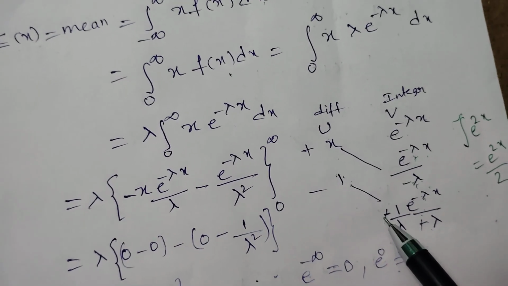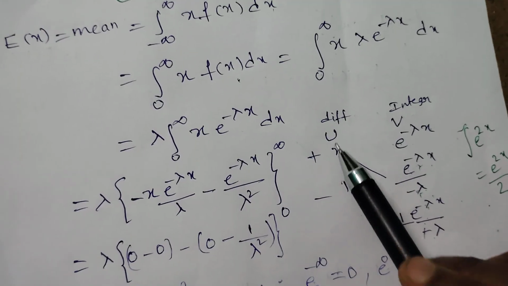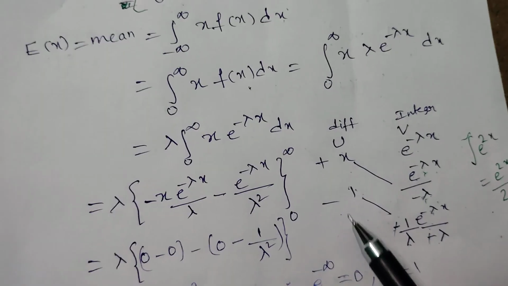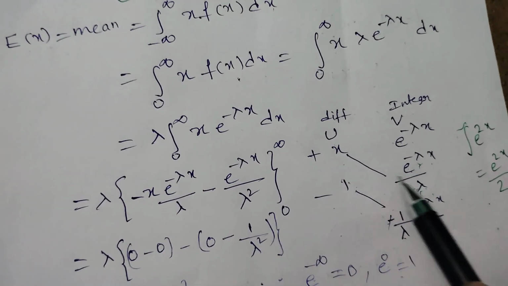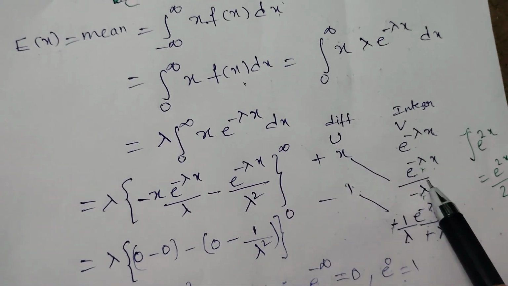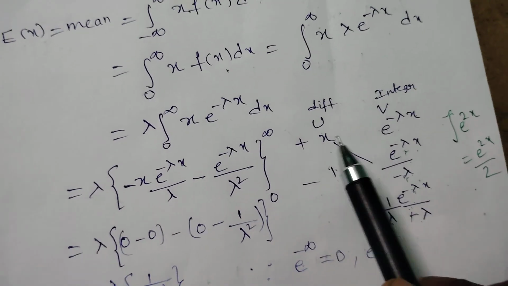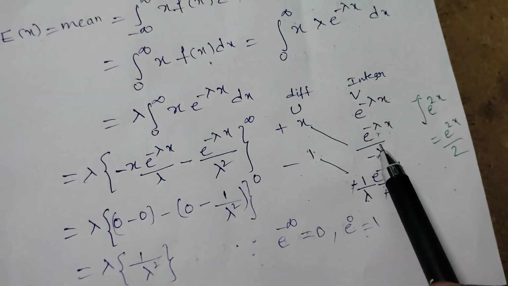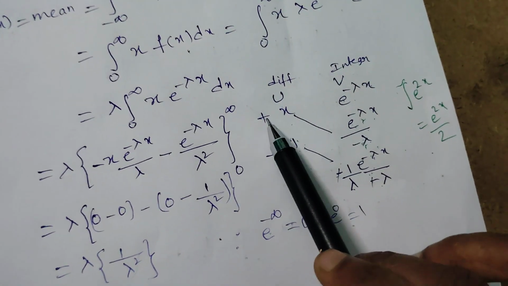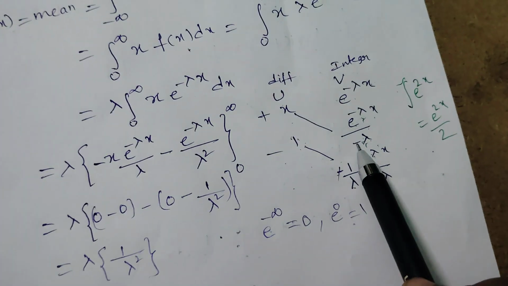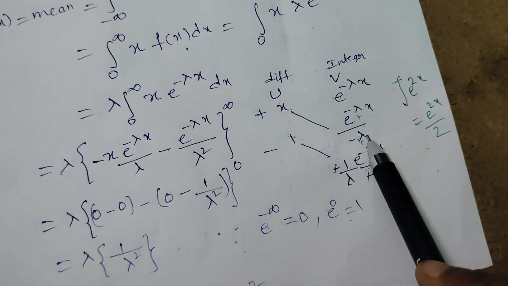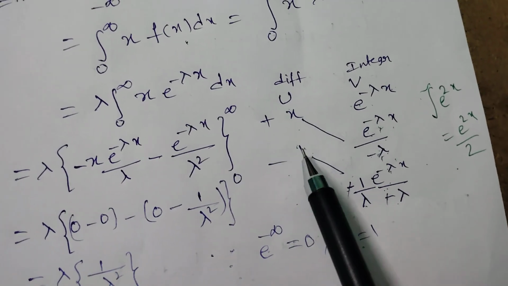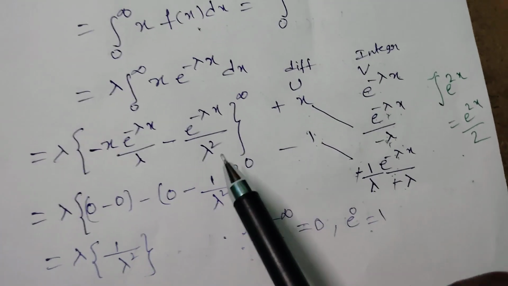This minus gets cancelled. Now we need to write the signs: alternately plus and minus. Here plus, minus. If one more term is there, again we get plus. Now we do cross multiplication: x into this value and 1 into this value. Now instead of this total integration, we can write this value. So plus x into minus x e power minus lambda x by lambda. Next, minus, this minus gets cancelled, 1 into e power minus lambda x by lambda square.